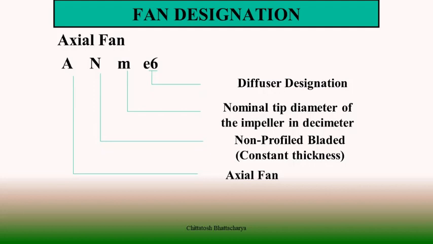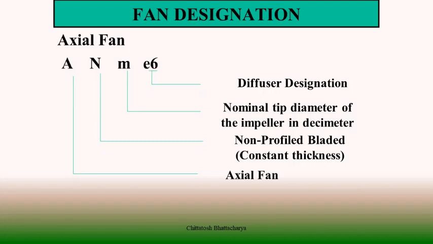Axial fans are designated like AN fan or AP fan. A represents the axial fan, N represents non-profiled blading, that means thickness is constant. Next is a dimension letter, which represents the nominal tip diameter of the impeller in decimeter. This will be in digits. And E6 is the diffuser designation.